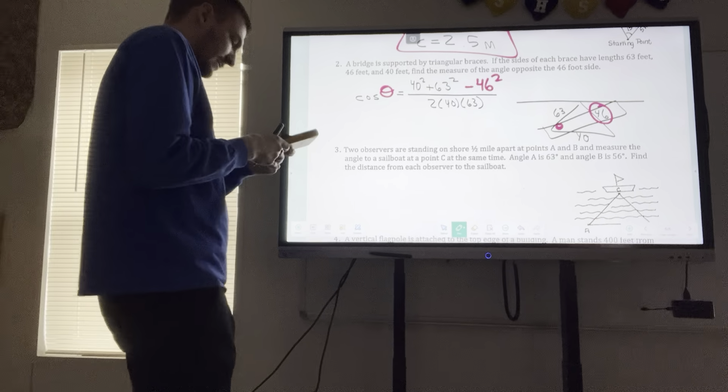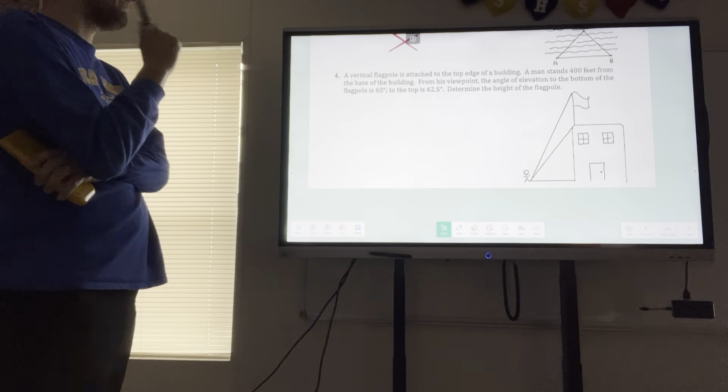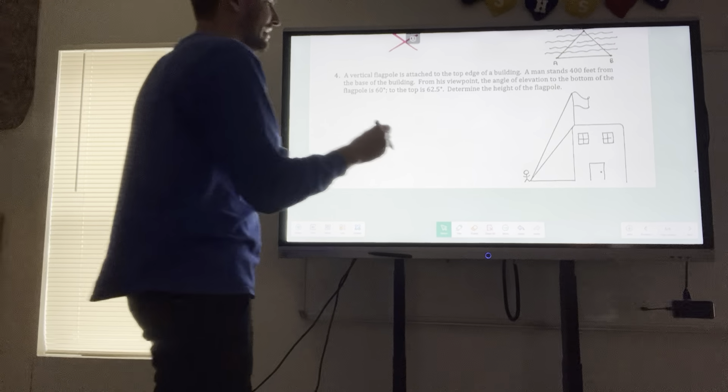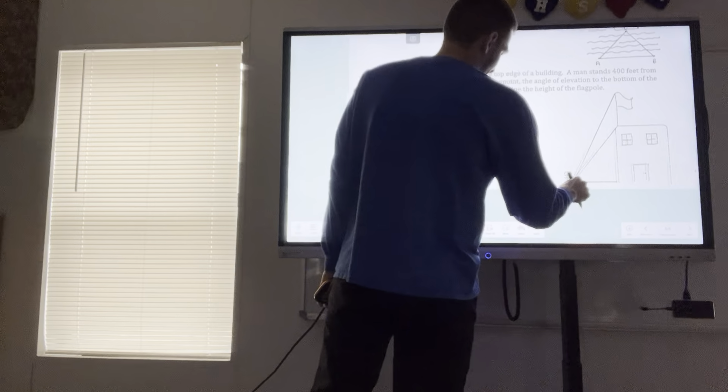So let's try to get all these numbers on there. The first is 400. Where does 400 go? Did you draw the picture? I did not. 400 feet from the base of the building. I think that this, oh, not that. I think that this is 400.